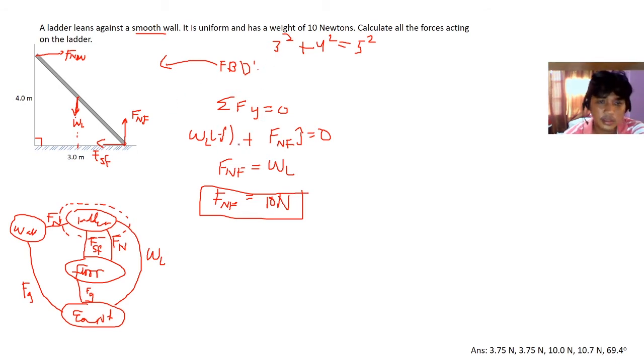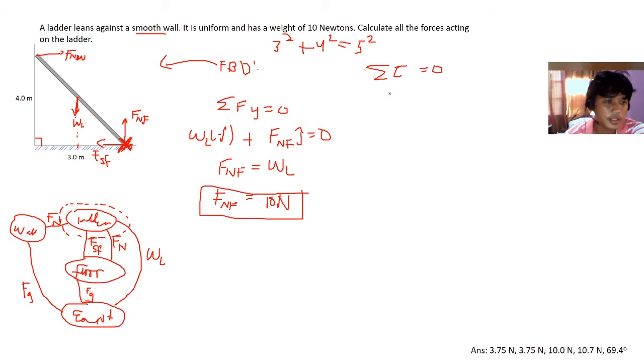So let's try to choose this as the axis of rotation, because we don't know what F_SF is, but we want to know what F_NW is, the normal force due to the wall. Conveniently, we can make this part our axis so that the contribution of torque by F_SF is 0. Let's do that.